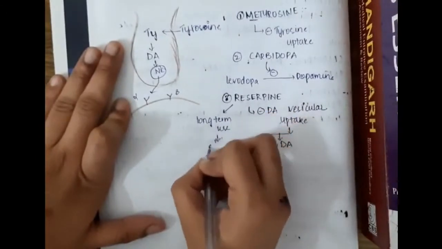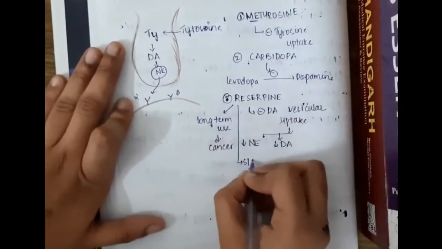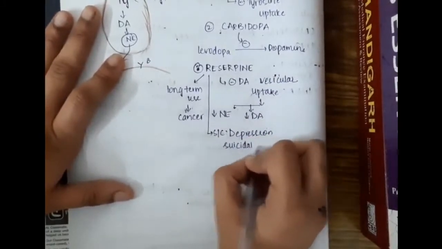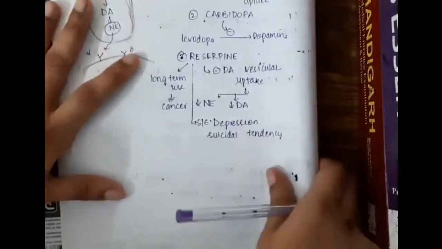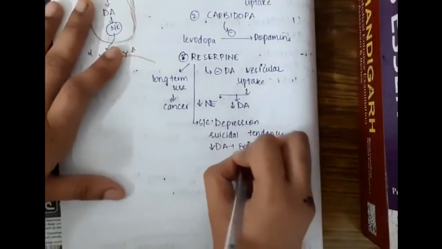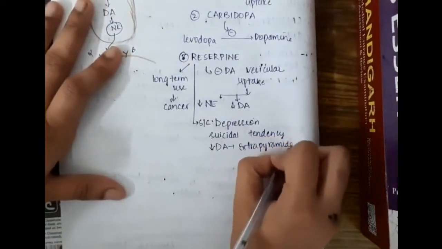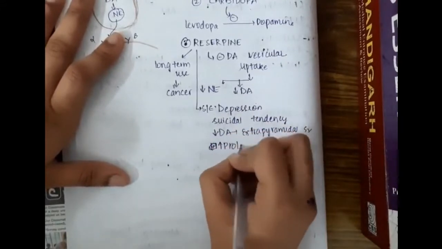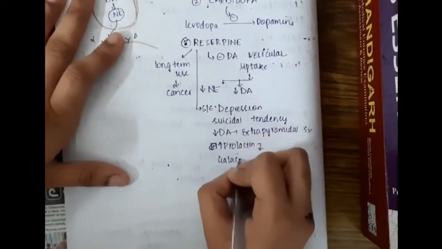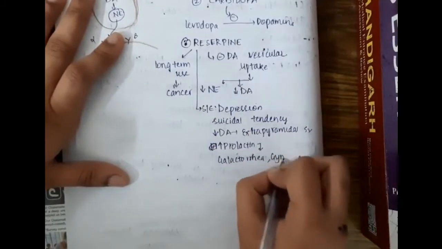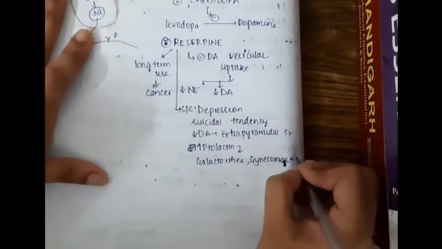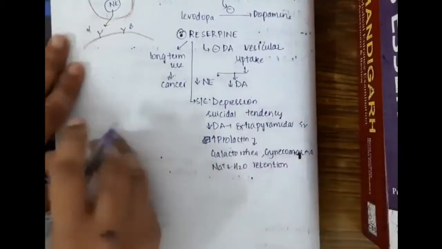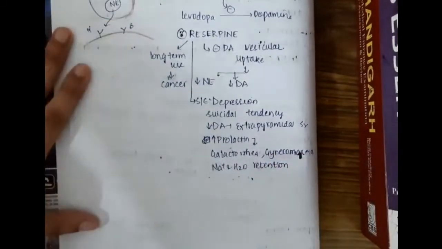This reserpine, if it is used for a longer time, can cause cancer. The side effects are that it causes depression, suicidal tendencies, decreased dopamine, and extrapyramidal symptoms can occur. It can cause increased prolactin, galactorrhea, gynecomastia, and sodium and water retention due to hyperprolactinemia.